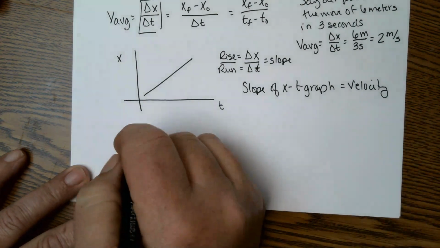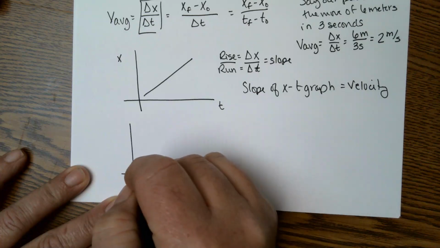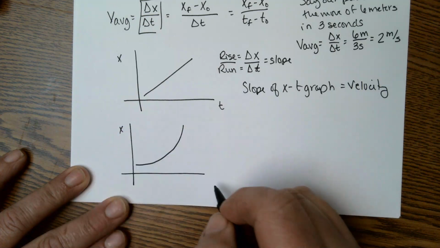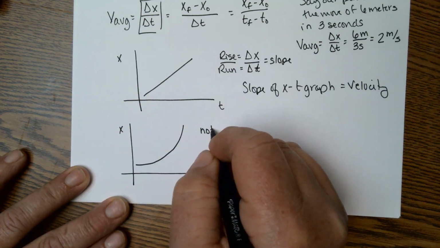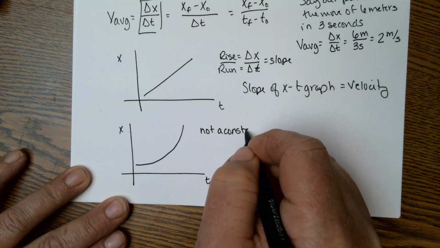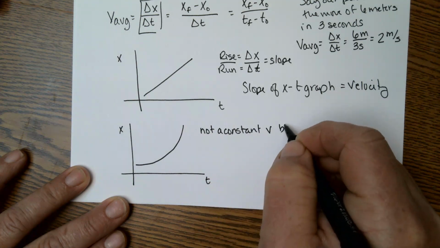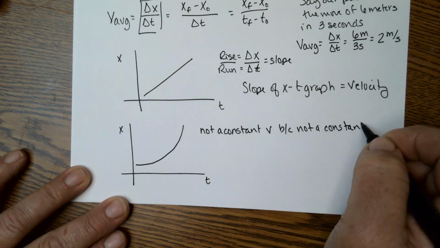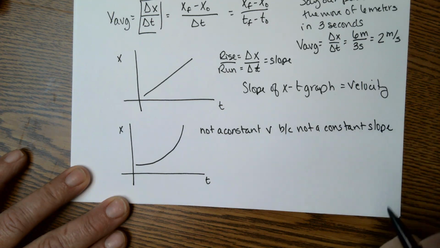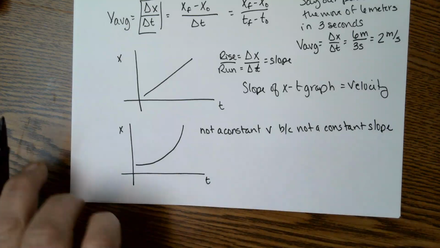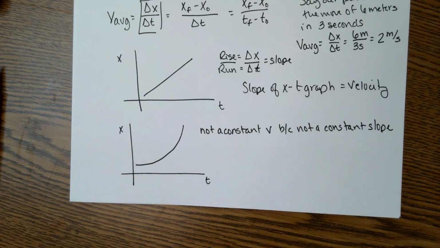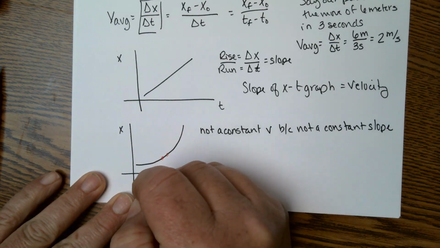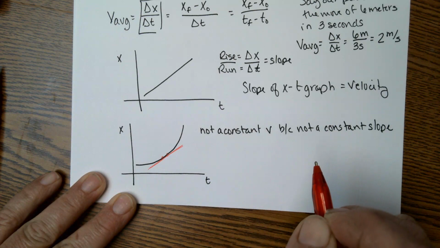But what if that line is not straight? What if that line is like this? Okay, if that's my xt graph, this is not a constant velocity because it's not a constant slope. But I could find the slope at some point. And so if I say, okay, what if I go down here and I take these really small time intervals from here to here and I find the slope? That slope's pretty close to that, right?